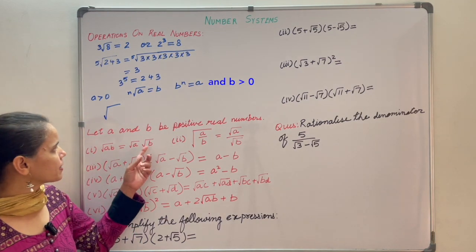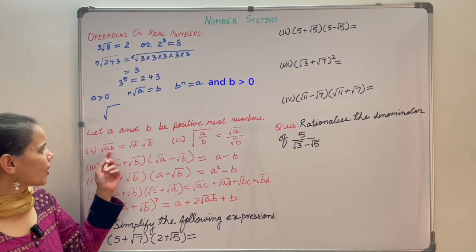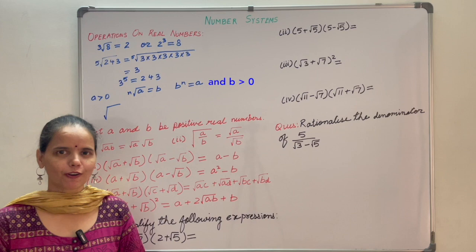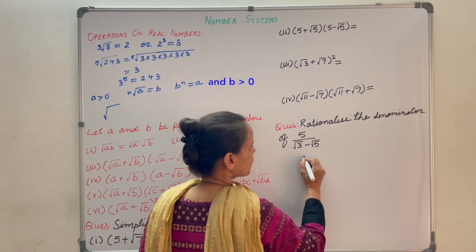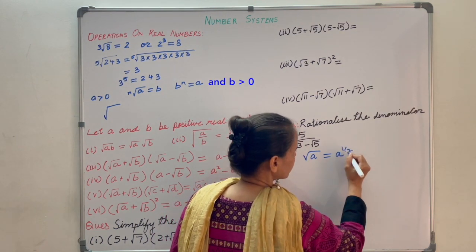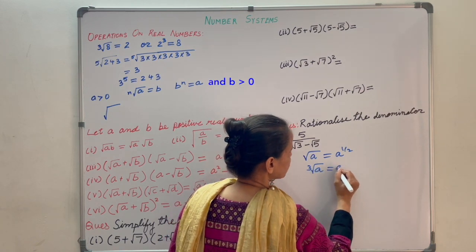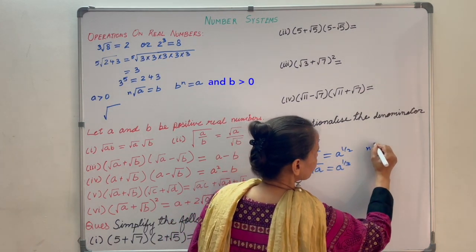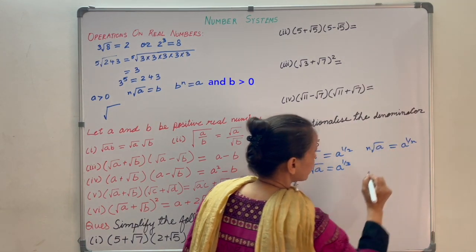Here a and b are positive real numbers. So the first identity is square root of AB is equal to square root of A into square root of B. Let us understand this. So here square root of A, I can rewrite it as A raised power 1 by 2. Cube root of A, I can rewrite it as A raised power 1 by 3. Or the nth root of A, I can rewrite it as A raised power 1 by n.